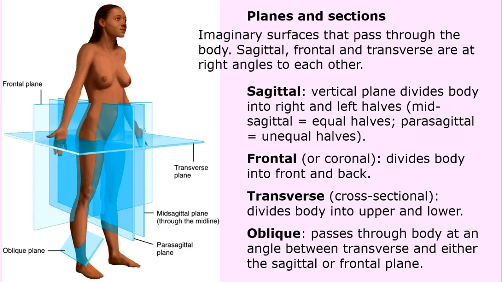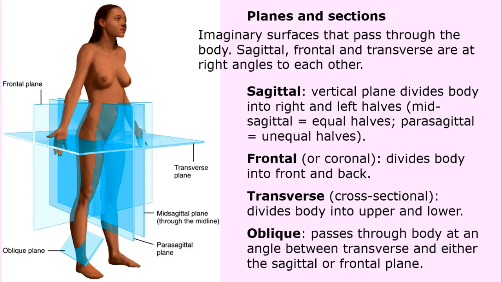We also have planes and sections. Again, we don't do this just to confuse people. We do this so that when we are examining a patient, maybe there are images from x-rays or PET scans, we know exactly what part of the body we're looking at. So these planes are just imaginary surfaces passed through the body. We have sagittal, which is a vertical plane.